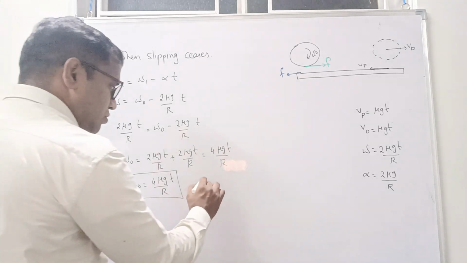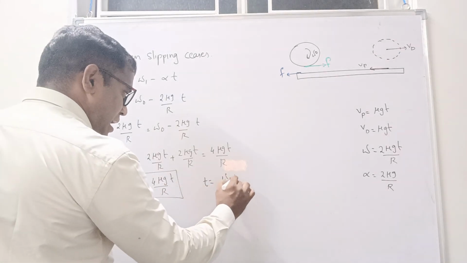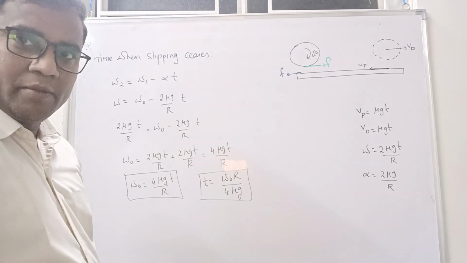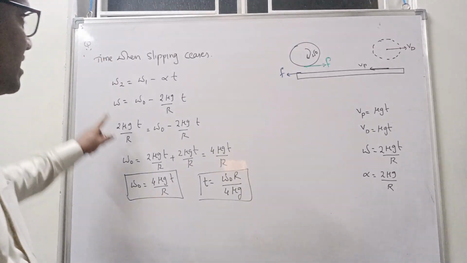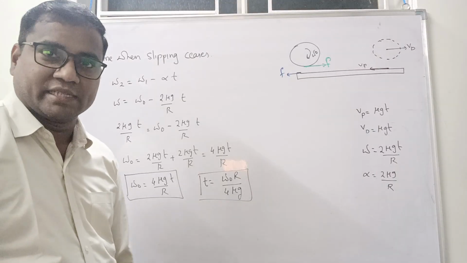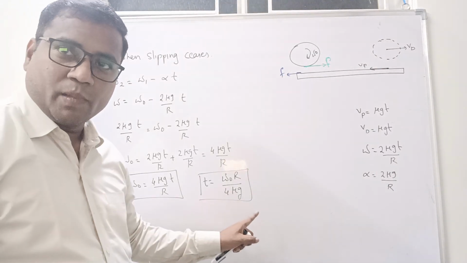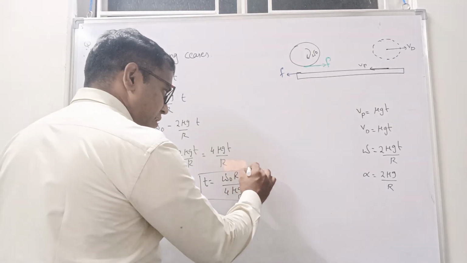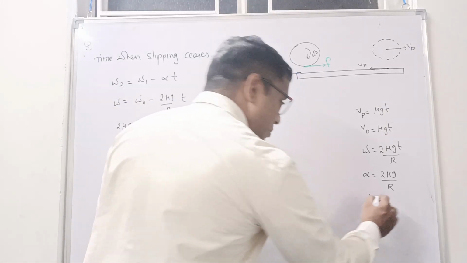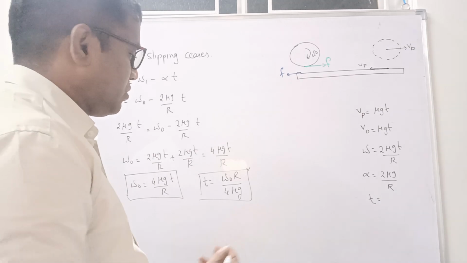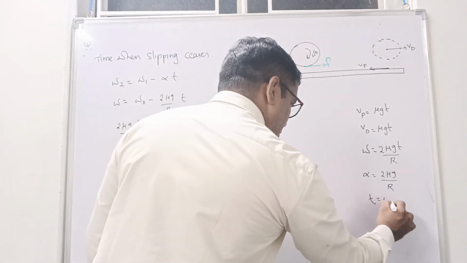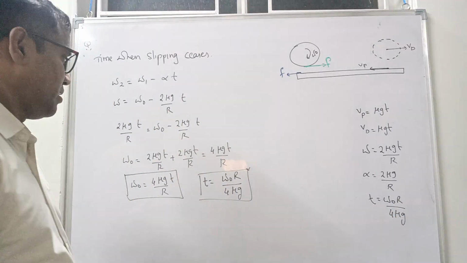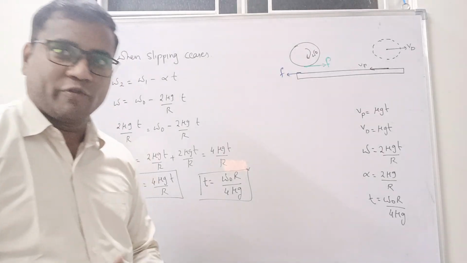And from that he is asking for the t value. So t is equal to omega naught r by 4 mu g. This is what he is asking: the time when slipping ceases. Within this time, the body comes under no slipping conditions. So I think this will be the right answer, right? I will write T also, because 3 more questions are there, so we have to save it. So T is equal to omega naught r by 4 mu g. Am I clear? I hope you understood, right? So we'll go with the next question.